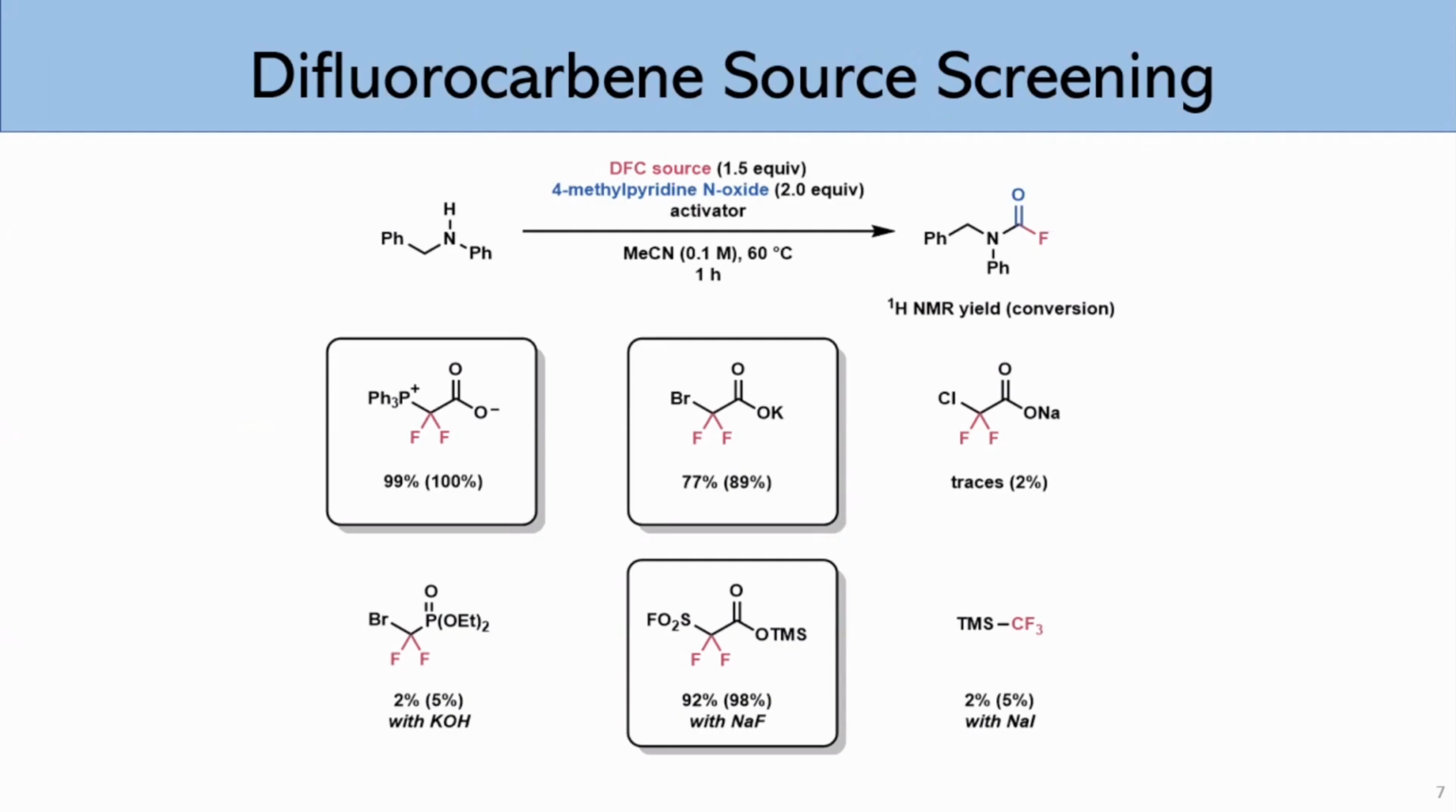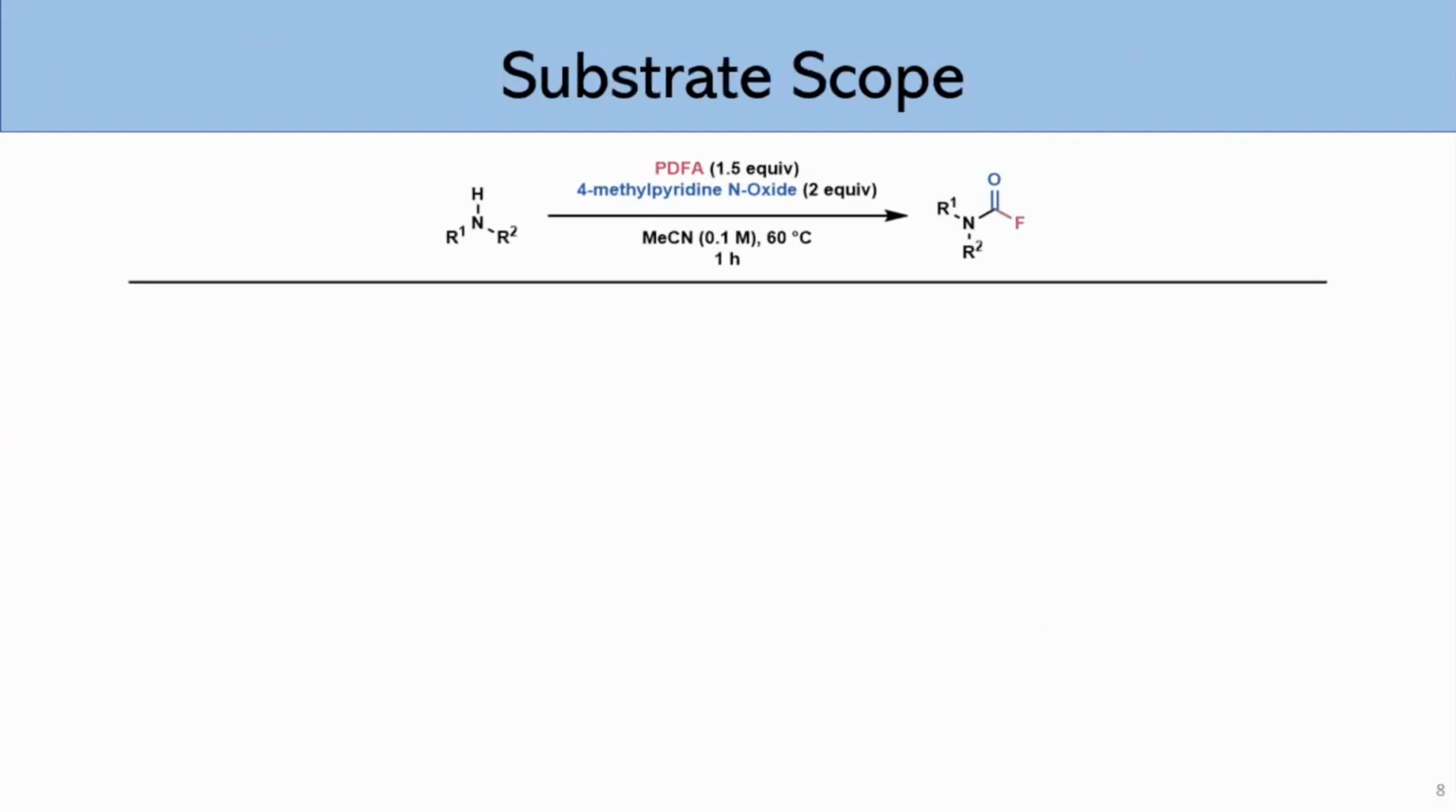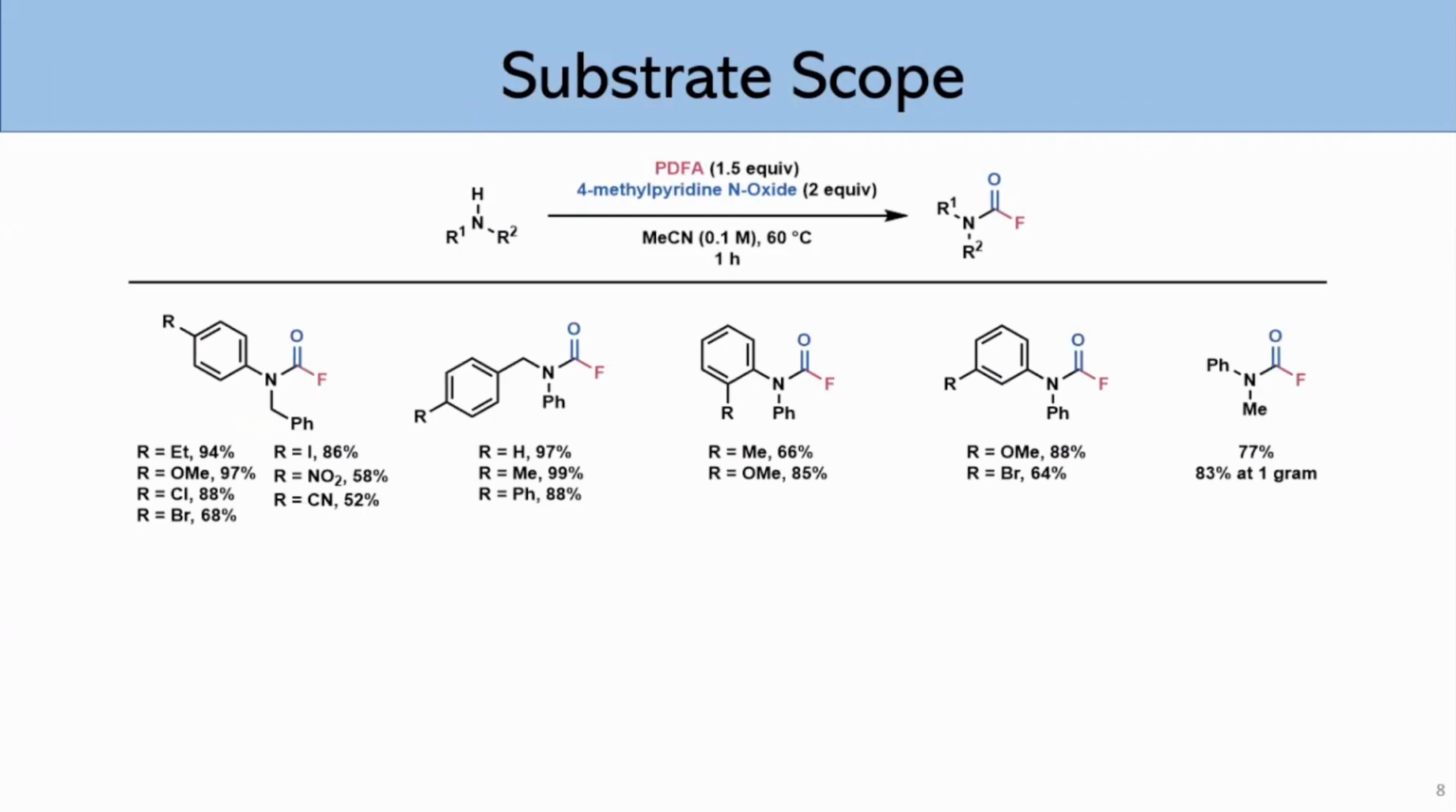So with that, we got into the substrate scope, and with the help of my amazing co-authors, we got a pretty broad scope of carbamoyl fluorides. We find if you alter the para position on the aniline, you maintain good yields.